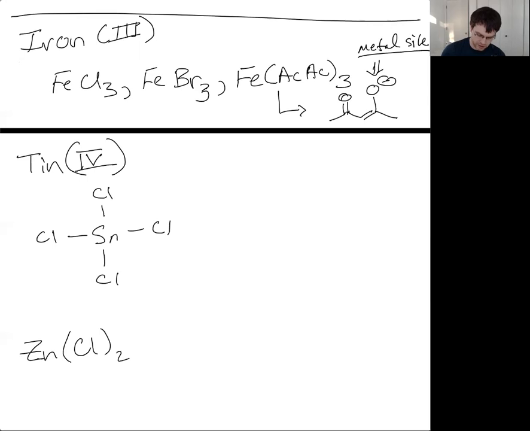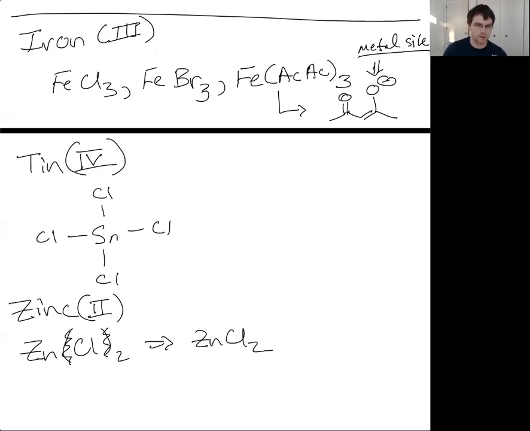I guess we don't need parentheses. I'll just cross those out. So it's just, sorry, that bothered me. Okay, zinc chloride. So this is a zinc 2 source. I suppose I'll write that up here. So zinc 2, tin 4, iron 3.